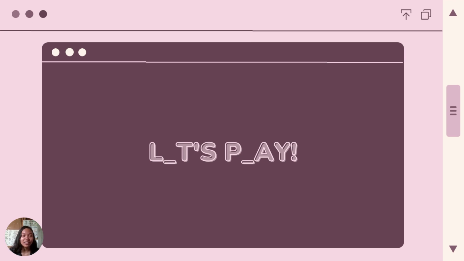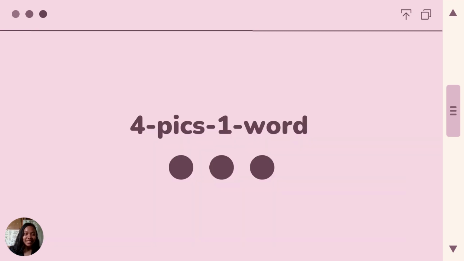Now, can you read what's on the screen? So, what is it? If you guess that the word is let's play, then you are right. You are going to do that. We will play a 4 pics 1 word. So are you familiar with 4 pics 1 word? I know most of you. So it's just an easy game. You are to guess the word, the name of the pictures. 4 pictures. So let's do that.